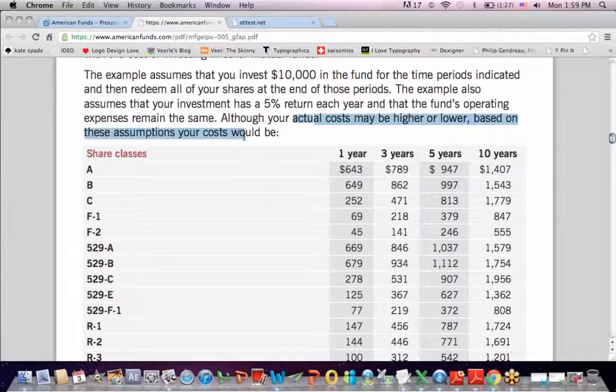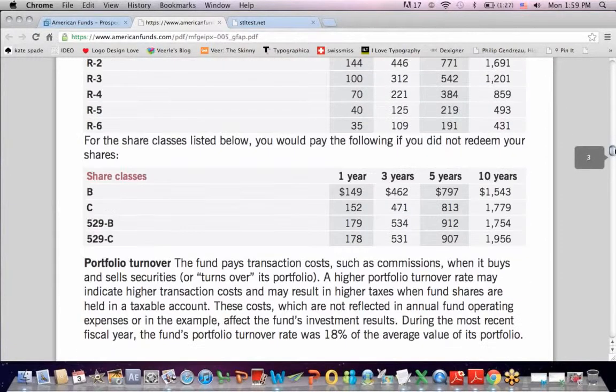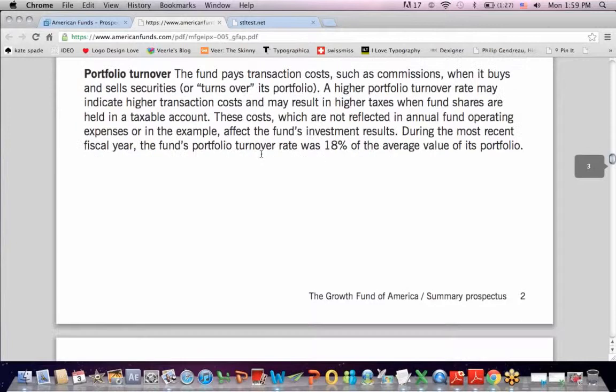How would your costs break out? So for example, if you look at A share classes here, you can look at costs. So there's tons of scenarios that give you this chart to help you figure out what your true cost would be.